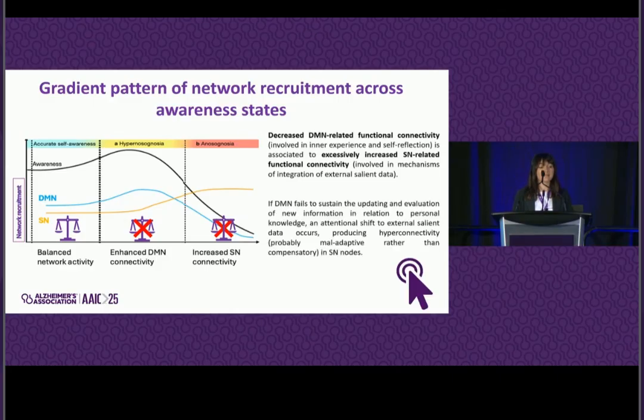We can speculate that if the DMN, the default mode network, fails in the continuum of AD, it fails to sustain the updating and the evaluation of new information in relation to personal knowledge, leading to the well-known concept of the petrification of the self. An attentional shift to salient external data occurs, producing hyperconnectivity in salience network nodes, probably maladaptive rather than compensatory.